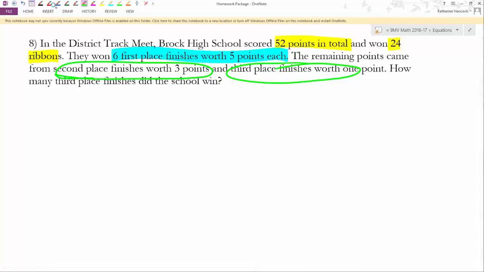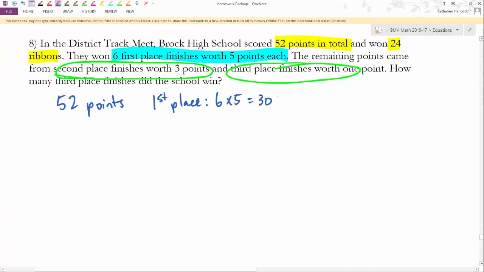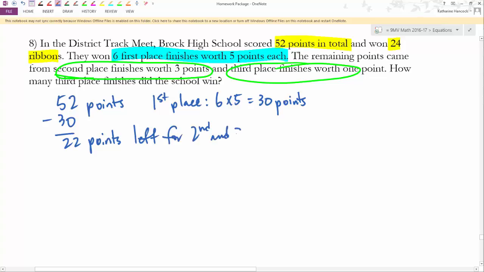So let's let x be that. But let's look at something. We have 52 points. From the stuff highlighted in blue, the first place was 6 finishes at 5 points each. So 30 of those points came from first place. That means we have 22 points left for second and third. So I'm not guessing. I know that's what we're going to do the table for.